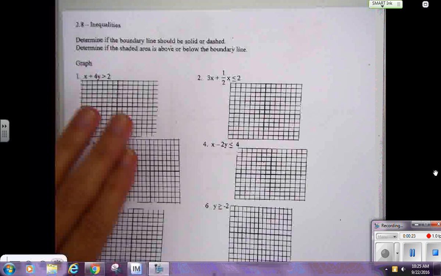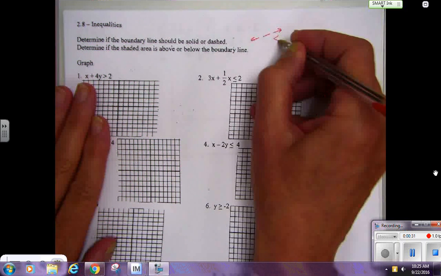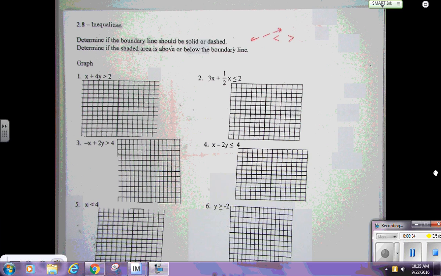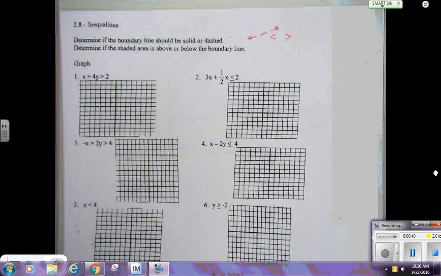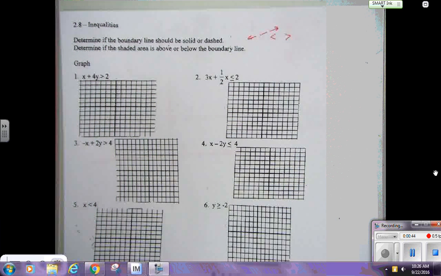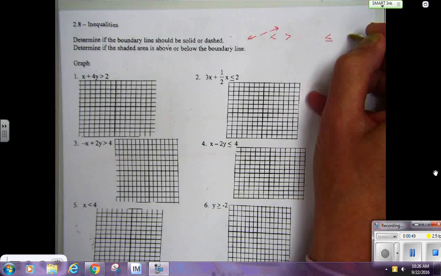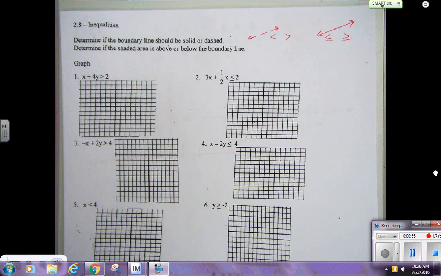Okay, so the boundary line is going to be dashed, dotted, if it is only greater than or less than inequalities. When you draw your graph, draw your line or absolute value shape, you're going to use a dotted line when it's only less than or greater than. If it is less than or equal to or greater than or equal to, you're going to use a solid line. Okay, so that's how you know which one to use.